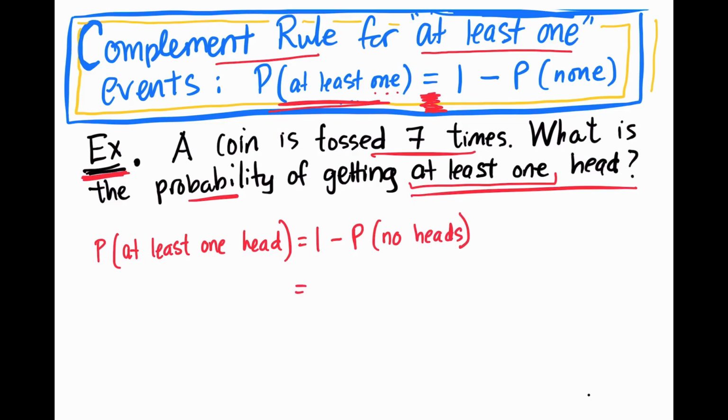So what is an equivalent way of saying no heads? Well, that would be tail, tail, tail, tail, tail, tail, tail. That is the only way that you can get no heads. So that is the complement of this event. So we would say 1 minus the probability of getting all tails.